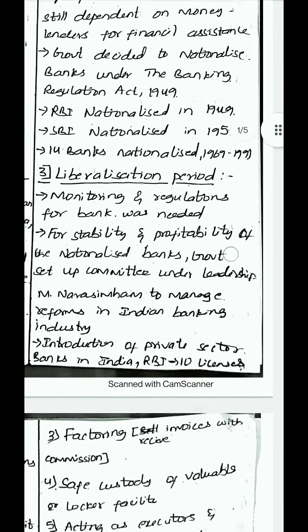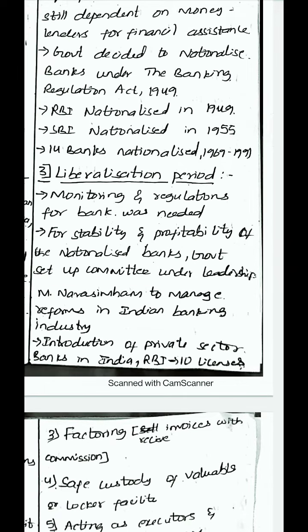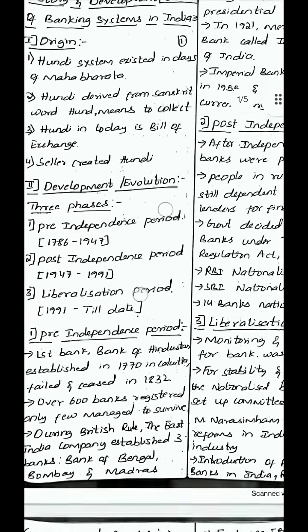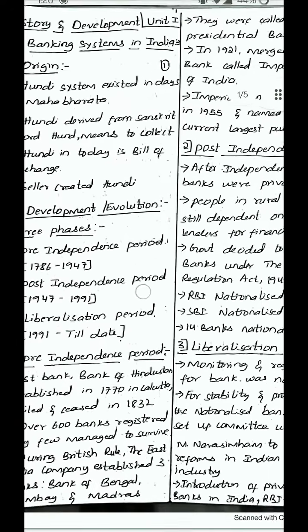The introduction of private sector banks in India was done. So the major addition was the introduction of private sector banks. Banks could run privately and then RBI gave 10 licenses to private banks at that time. So this is the history and evolution of banking systems in India.